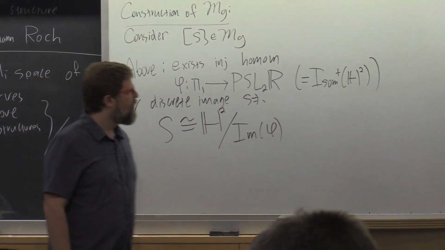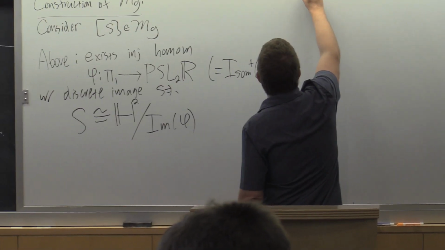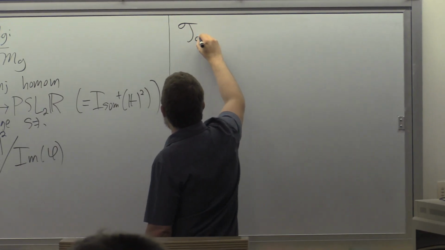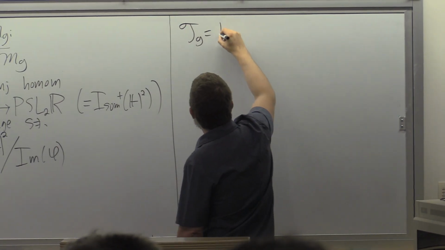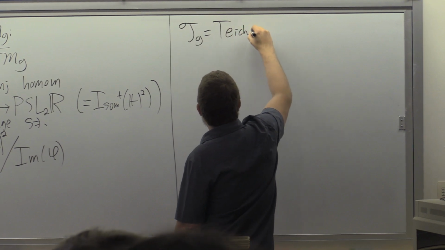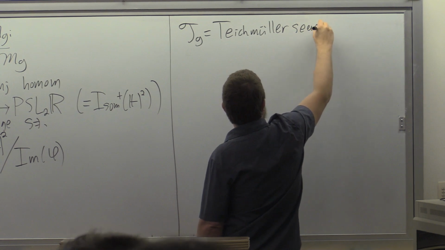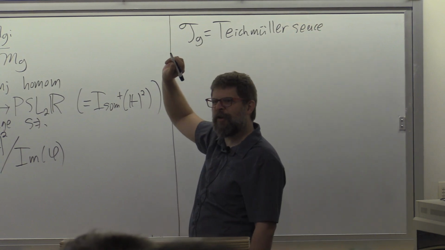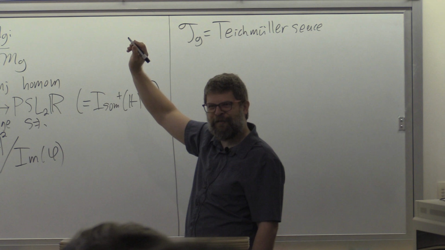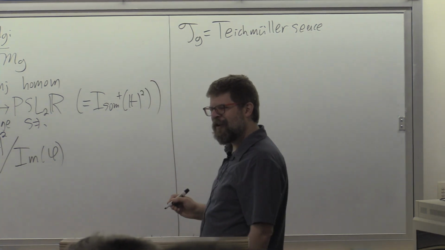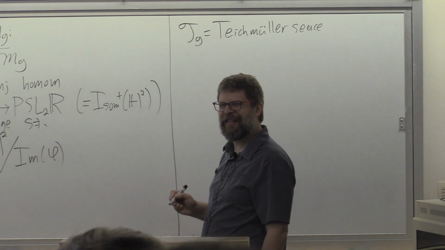Okay, so let's look at the space of all such representations. I'll call this T_G. It's usually called Teichmüller space. And I'm honor bound to mention that Teichmüller was a Nazi, so we should not glorify him as a person. You know, he paid the price. He died on the Eastern Front, I think.